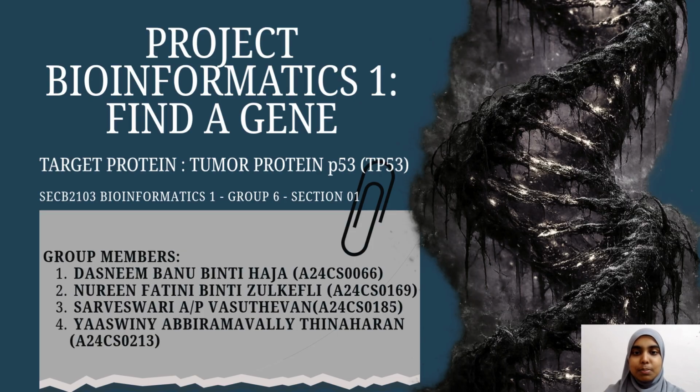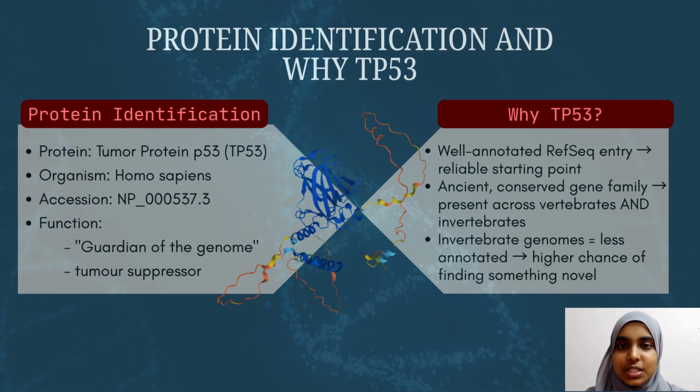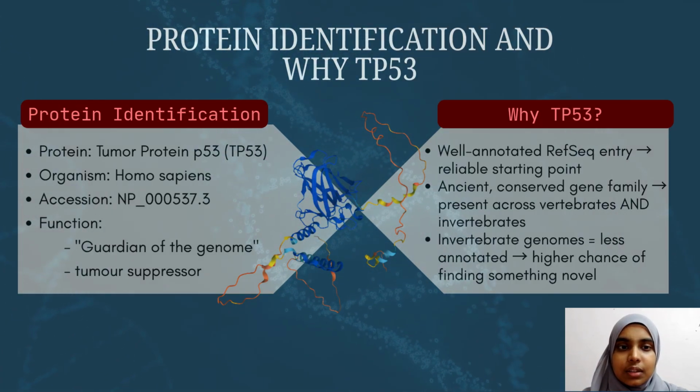So my name is Dasni Barubiti Haja and my other group mates are Nurin Fatini binti Zulkefli, Sarveswari anak perempuan Wasudevan, Yasmini Abiramavalli Tinaharan. So now let's move on to our first part, which is protein identification and why we chose TP53. So as you can see in the slide, our target protein is tumor protein P53, which is also known as TP53.